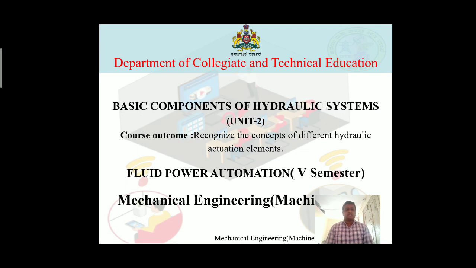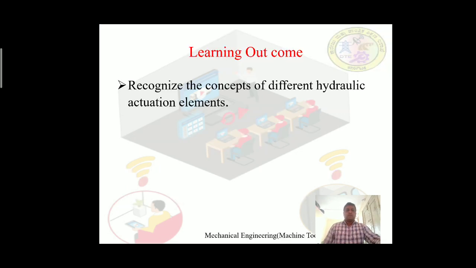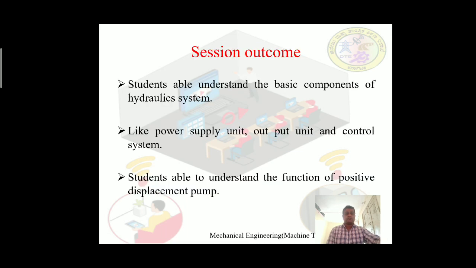Let's start the second unit of fluid power automation, that is the basic components of hydraulic system. The learning outcome of this unit is to recognize the concept of different hydraulic actuation elements. After completion of this unit, the student will be able to understand the concept of different hydraulic actuation elements.